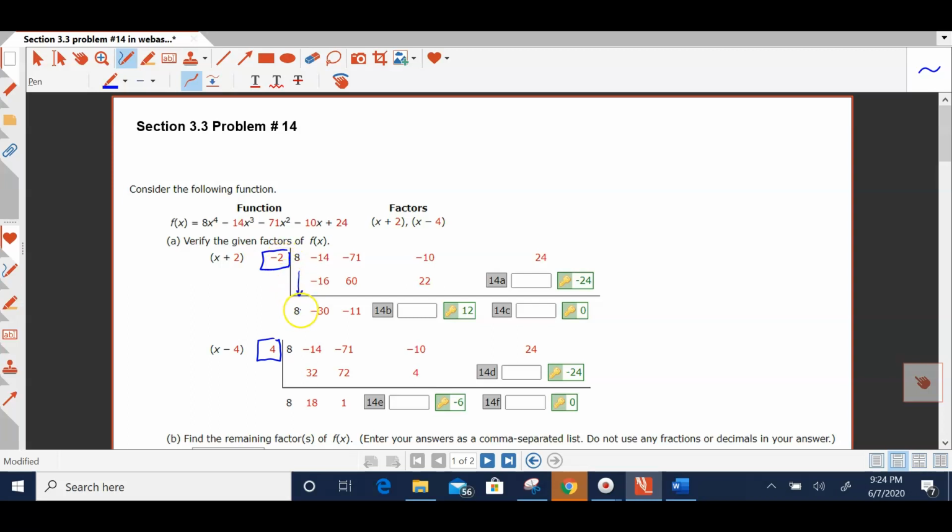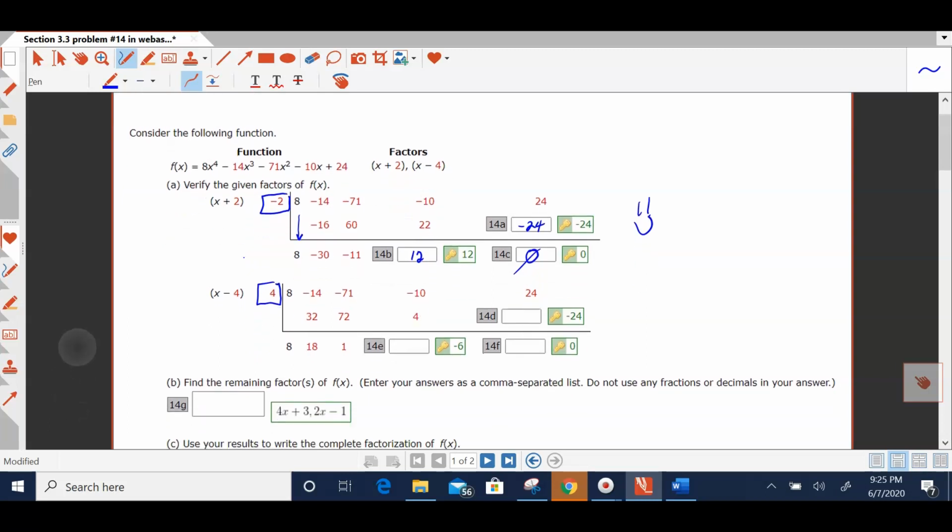Now, -2 times 8 is a -16, and when I combine those, I get a -30. -2 times -30 is 60, and when I combine that with a -71, I get a -11. -2 times -11 is a 22, and when I combine that with the -10, that gives me a 12. -2 times the 12 gives me a -24, and when I combine that with the +24, I get a remainder of 0. So this is how we prove that x plus 2 is a factor.